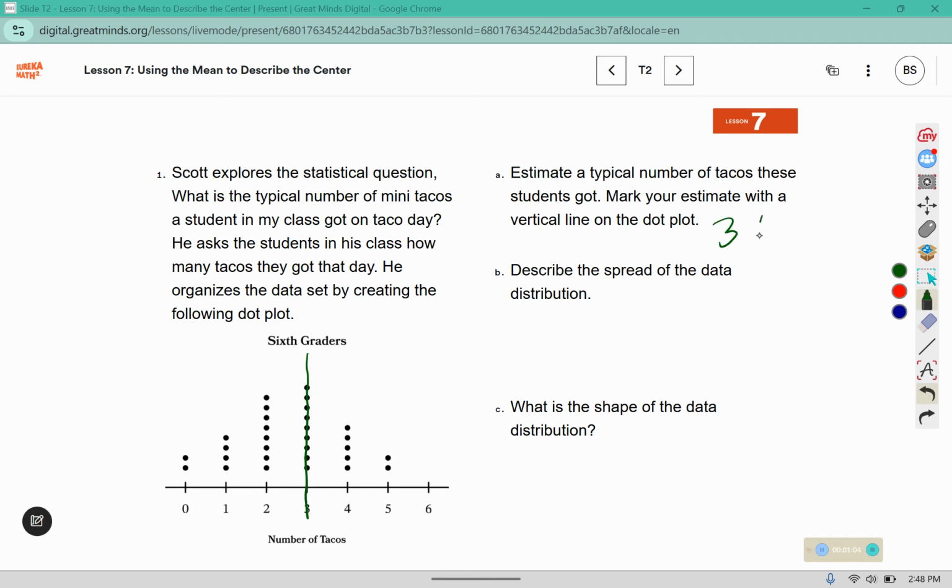I estimate that 3 mini tacos is typical. Describe the spread. The spread is from the smallest to the biggest amount that was sampled. So we have a spread of 5 because 5 minus 0 equals 5. What is the shape? It is similar on both sides, so this is approximately symmetric.